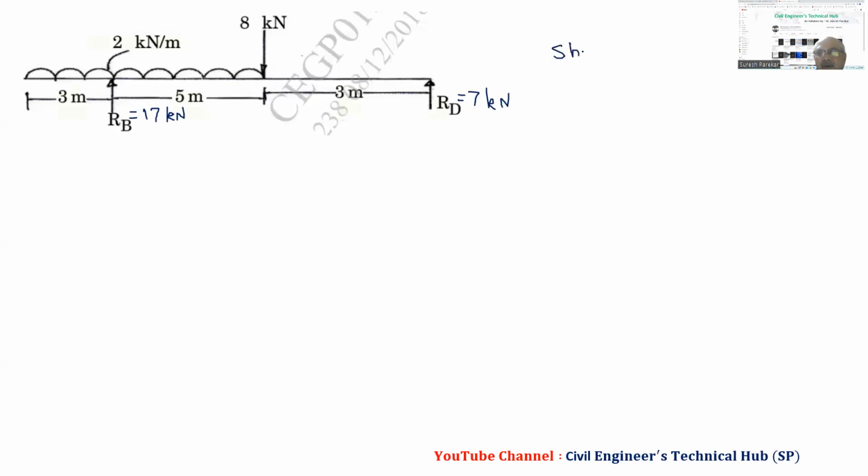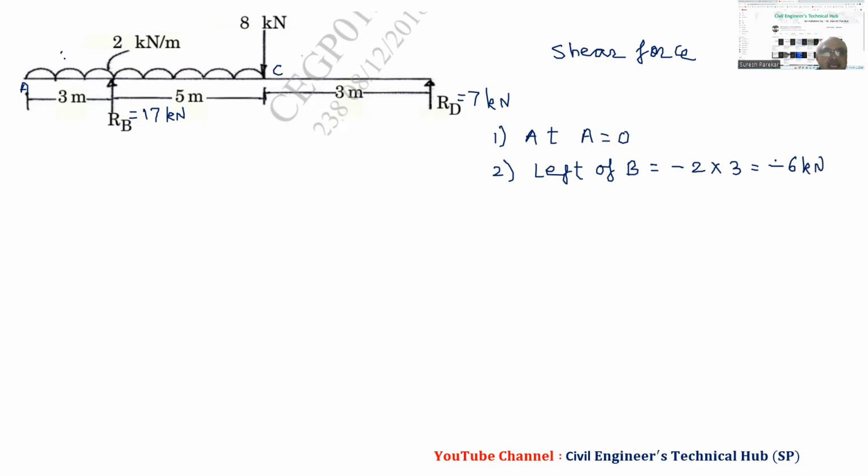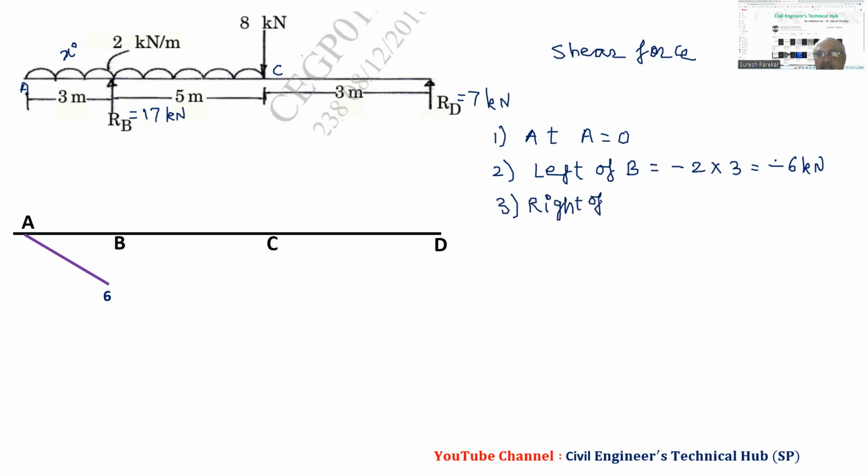Now we will go to the shear force diagram. Now I will have this as A, B, then this will be C and D. So at A, 0. Then left of B, we have 3 meter and 2 kilonewton per meter UDL. So minus 2 into 3, minus 6 kilonewtons. Now this is x to the power 0, so we should have x to the power 1. Then third, right of B, we have minus 6 plus 17 equal to 11 kilonewton.